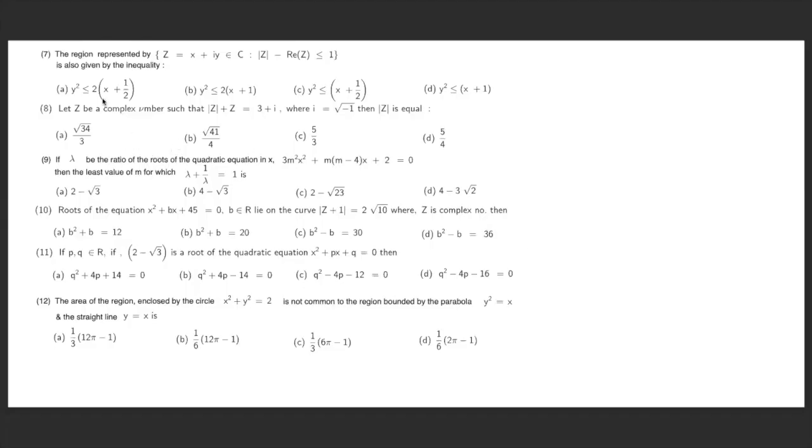So now let us look at the next problem, where we have mod of z plus z is equal to x plus 1, right? So let us find the solution for this.